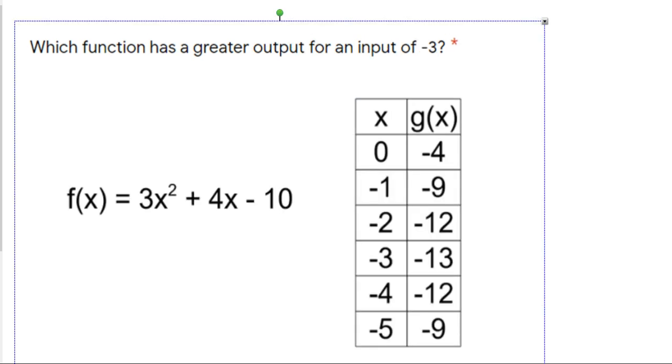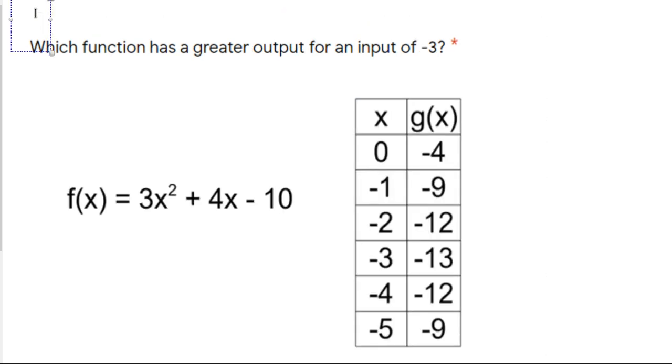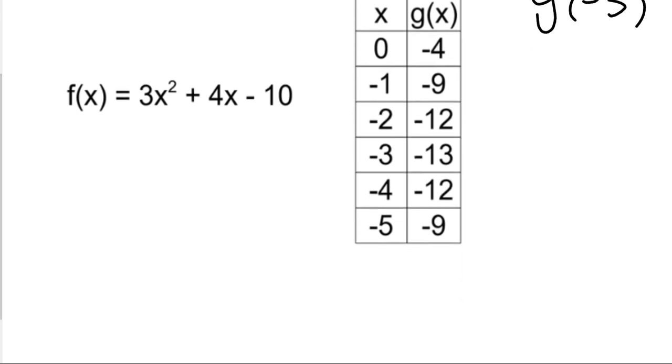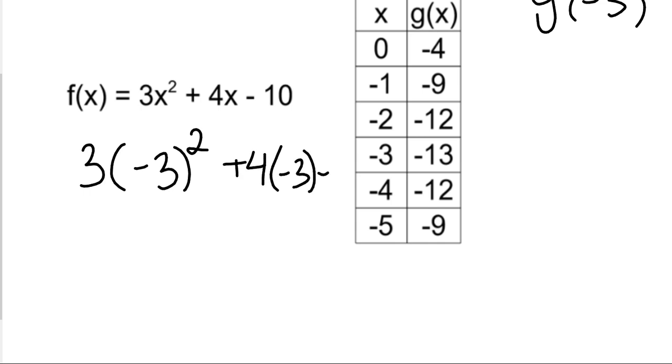Okay, last question. Which function has a greater output for an input of -3? So here's evaluating the function for f of -3 and g of -3, right? Putting in an input of -3. So let's put an input of -3 into our equation. So 3 times (-3) squared, because we're substituting -3 for x, plus 4 times -3 minus 10. Go ahead and try to solve this.